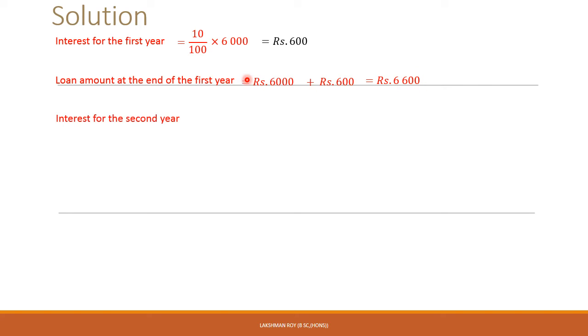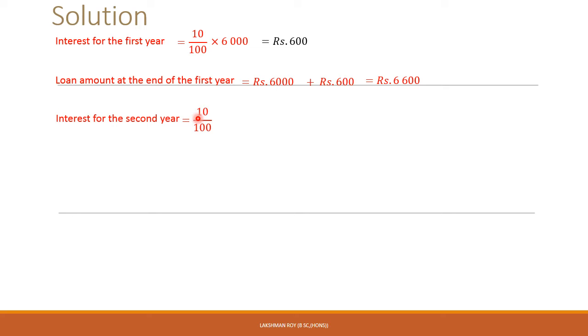Now when you go to find the interest for the second year using this compound interest method, you have to calculate interest on this amount. That means 6,600. So see here, interest rate is 10%. I explained earlier that 10% is not changed. That means for a 100 rupees loan, the interest you should pay is 10 rupees.